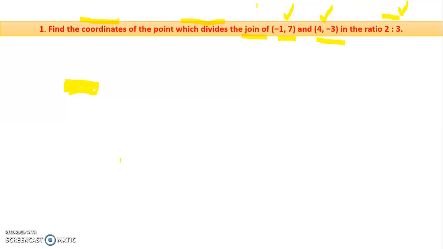Coming to the first problem, find the coordinates of the point which divides the join of (-1, 7) and (4, -3) in the ratio of 2:3. What we find out here: coordinates we need to find. What has been given? 2 points have been given, (-1, 7) and (4, -3), and one more thing, the 2:3 ratio has also been given. In mathematics, whatever the problem is, first you should find out what has been given and what we need to find out.